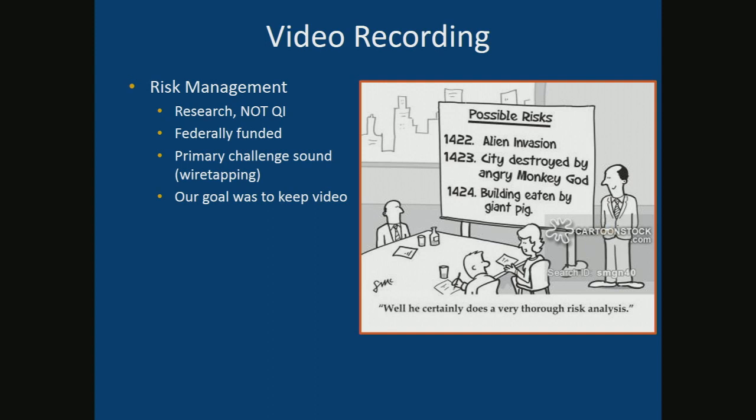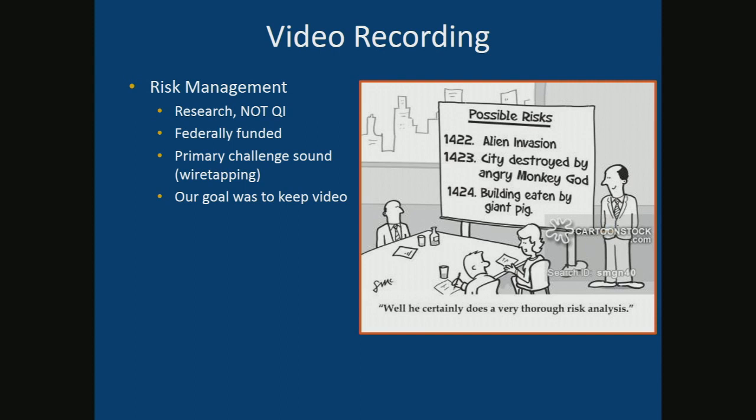Mm-hmm. So this slide talks about how we went to risk management first. We started with risk management because there was another project within the institution related to video recording, and they were heavily involved, so we thought we'd start there. What was lucky for us is that our work was research, not QI. So the research was not discoverable.